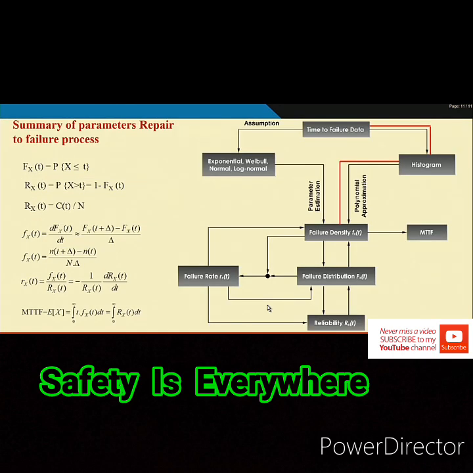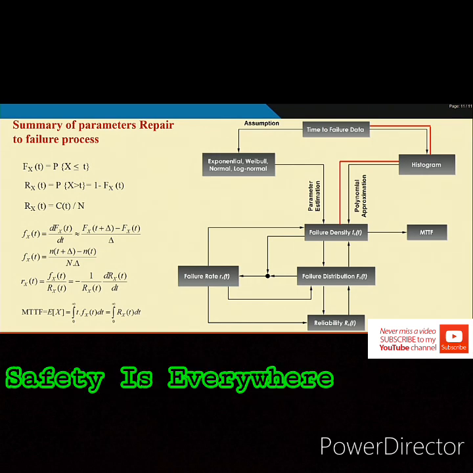Then let me summarize what you have learned so far in quantification. In summary, you have learned what the CDF, the cumulative distribution function, is. If x is a random variable which denotes the component time to failure, then the probability that x fails within time t is F(t), which is the CDF, the cumulative distribution function.